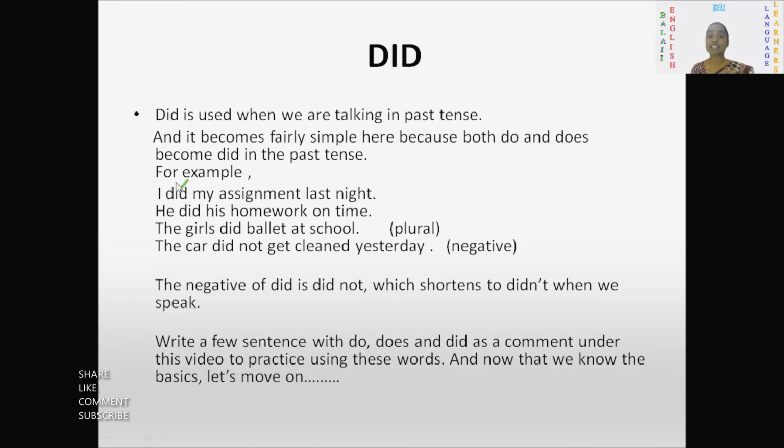Because the girls, again, girls, plural form. Okay. Girls did again. Okay. The car did not get cleaned yesterday. It's a negative. Did not. So it's a negative. Okay. Again, in the negative sense only we have to use that. Again, when we move on for the next one, that negative of did is did not. When we shorten, it becomes didn't, as I told you, when we speak.